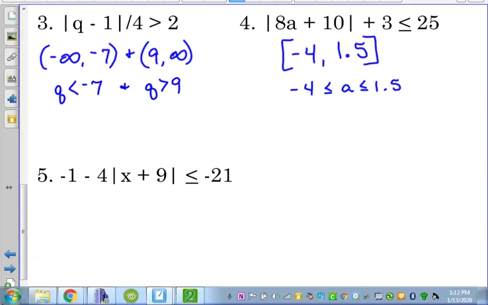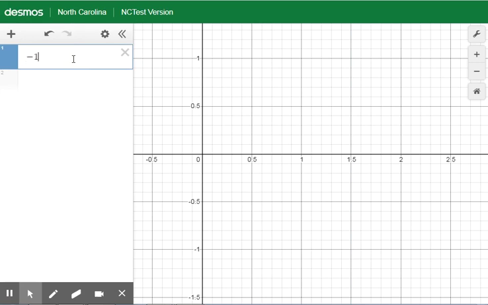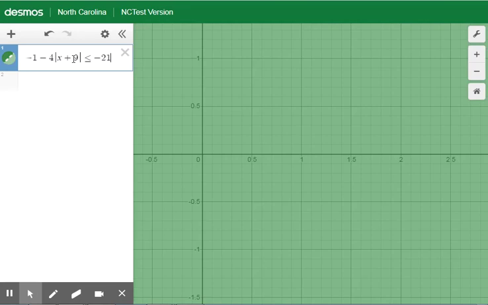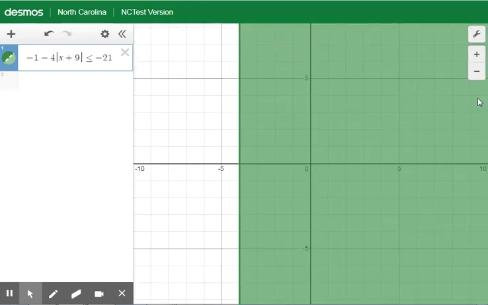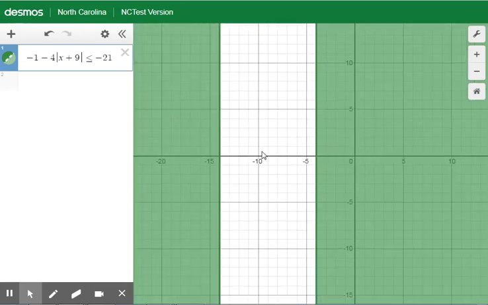All right, last one, and then I'm going to let y'all practice. -1 minus 4, absolute value, x plus 9, less than or equal to -21. Little shortcut, like on this one, I'm zoomed in pretty far. The little house over here on the right side will put you in a standard -10 to 10 window, like you're used to, so you don't have to spend quite so much time zooming in and out.